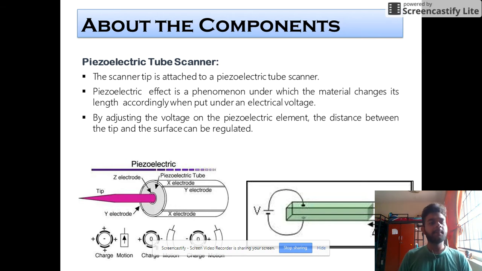Piezoelectric scanner. So what is it? The scanner tip is adjusted by a piezoelectric tube scanner. The piezoelectric effect is a phenomenon in which the length can be varied when you adjust the voltage. So by adjusting the voltage, you can easily maintain the distance between the STM tip and our sample.